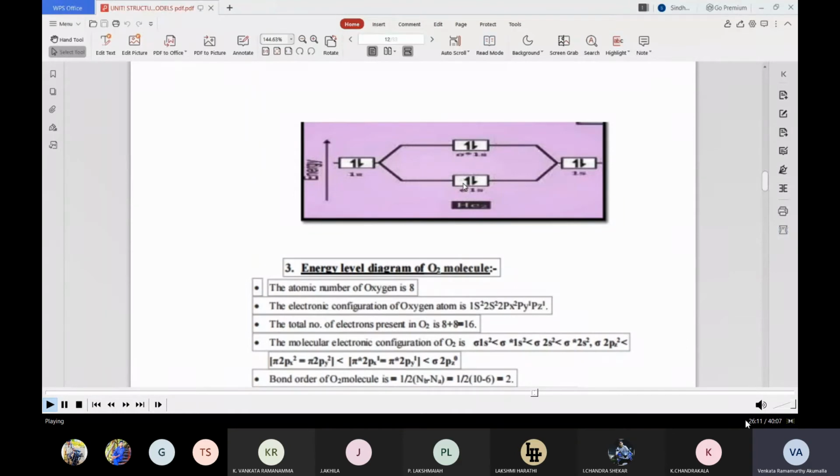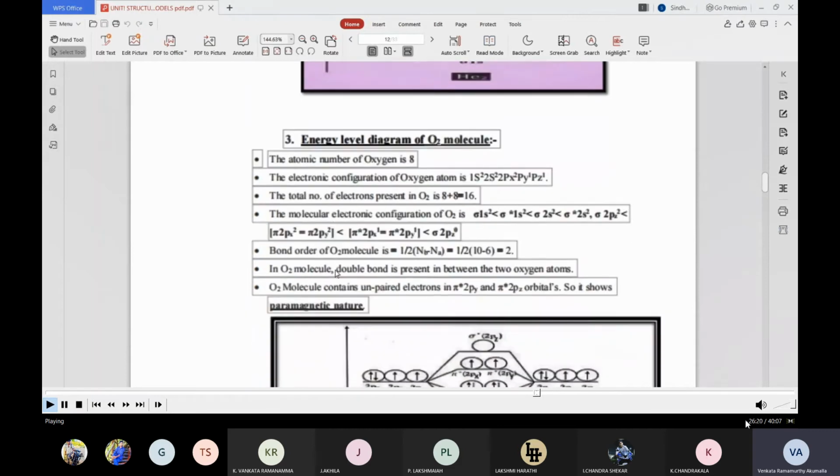Another one is the energy level diagram of the O2 molecule. This is a very important diagram. The energy level diagram of the oxygen molecule. You see this one, bonding and HOMO energy levels. So, the energy level diagram of the oxygen molecule.